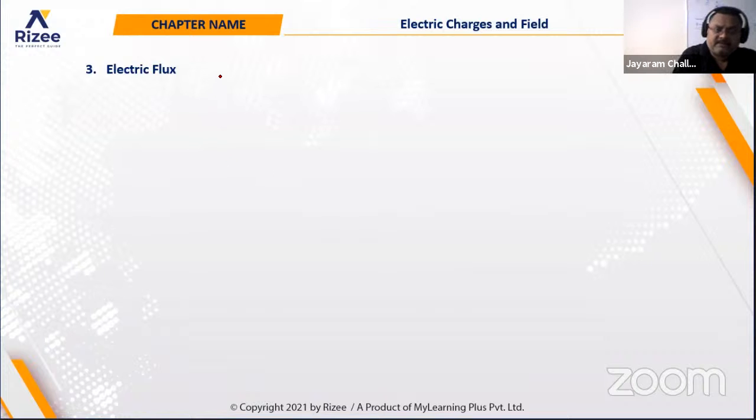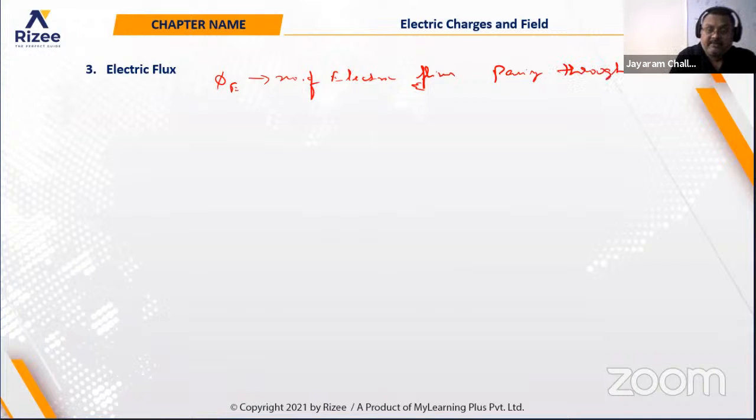What do you mean by electric flux? Electric flux is nothing but the number of electric lines passing through a unit area, or through a given area.